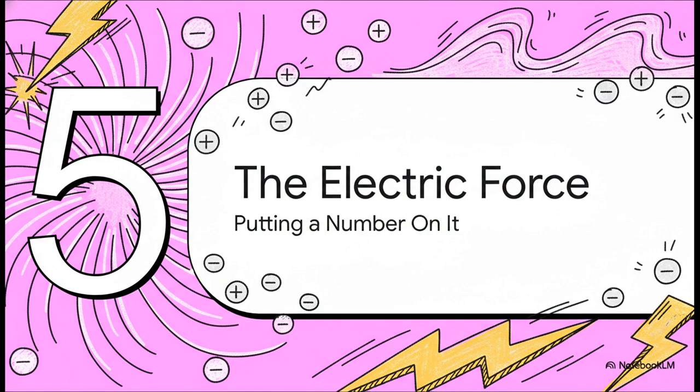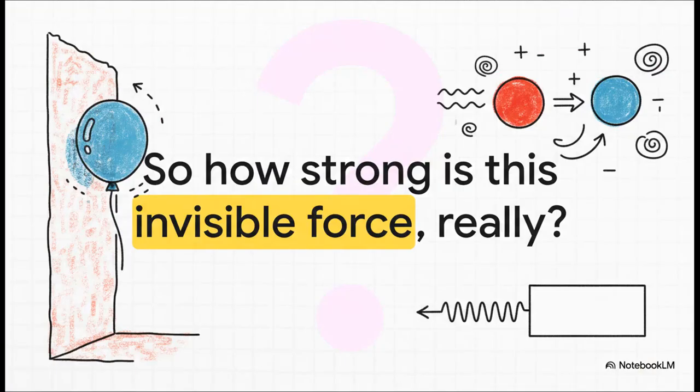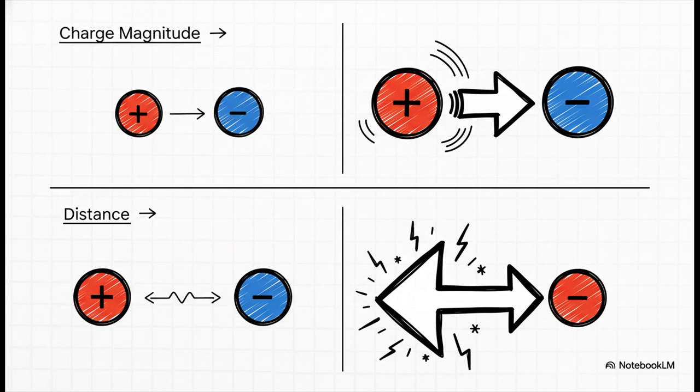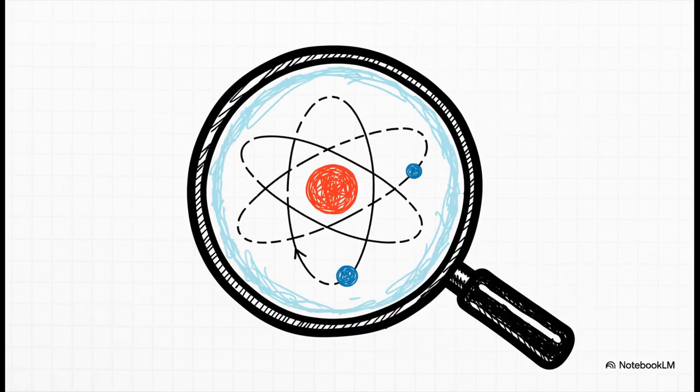Just how powerful is this incredible invisible force really? I mean, sure, it's strong enough to hold a party balloon to a wall, but what's its true power? Can we actually put a number on the strength of this attraction and repulsion? Well, thanks to a physicist named Charles Coulomb, we absolutely can. He figured out the formula, we call it Coulomb's law, and it basically tells us two things. The force gets stronger if you have more charge, and it gets way stronger as you bring those charges closer together. But here is where things get truly mind-blowing.